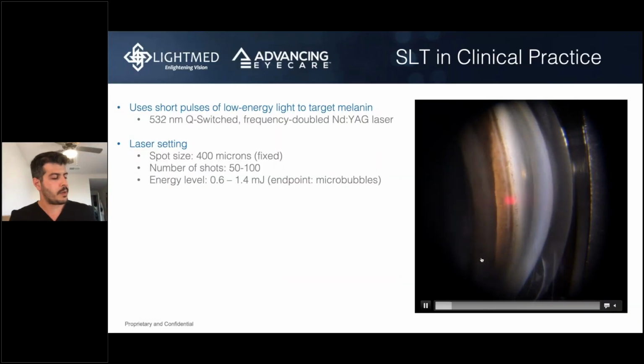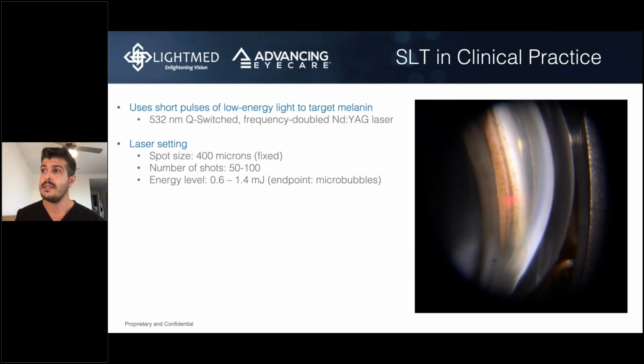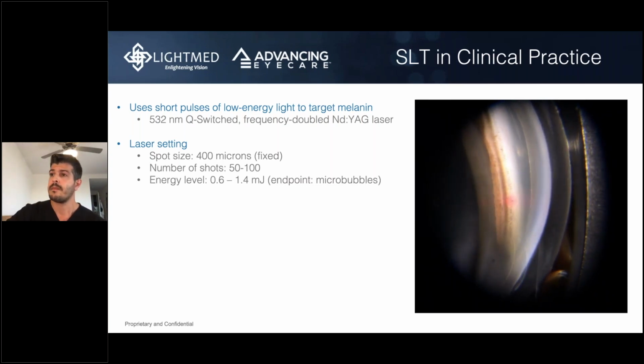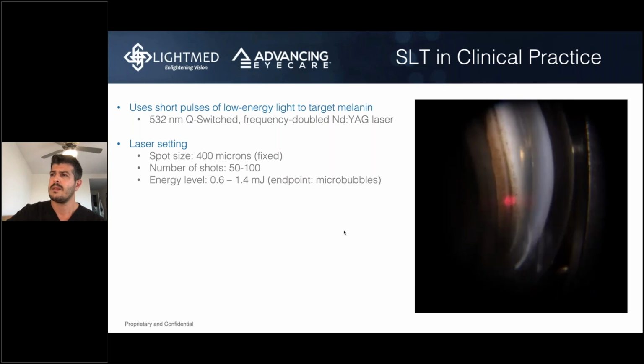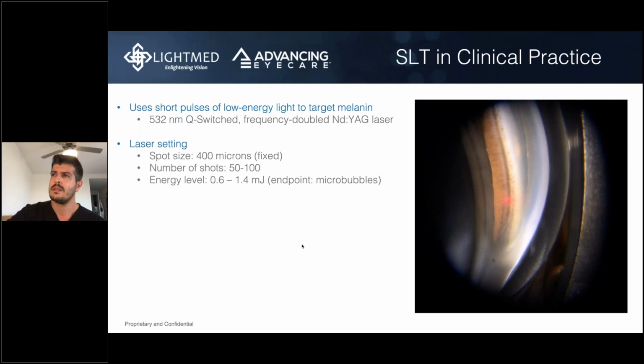Yeah. Can you just repeat the last part of the question about the IOP of 50? Yes, I think, for example, and I'm just paraphrasing here, but for example, if somebody has a very high IOP of 50, does SLT work?